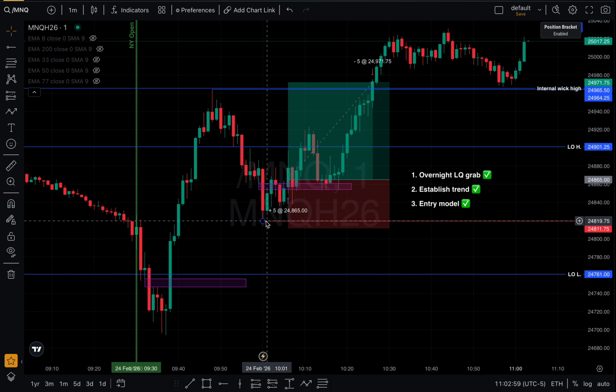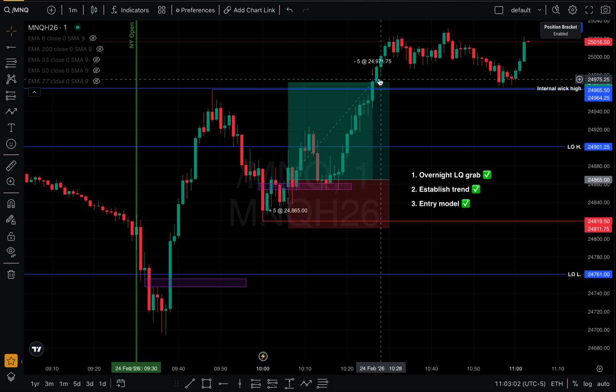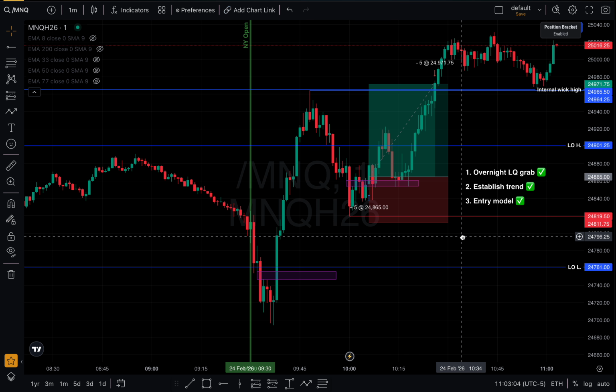Set the stop at the model stop a little outside it, and then had our targets as usual. But I hope that makes sense, guys.